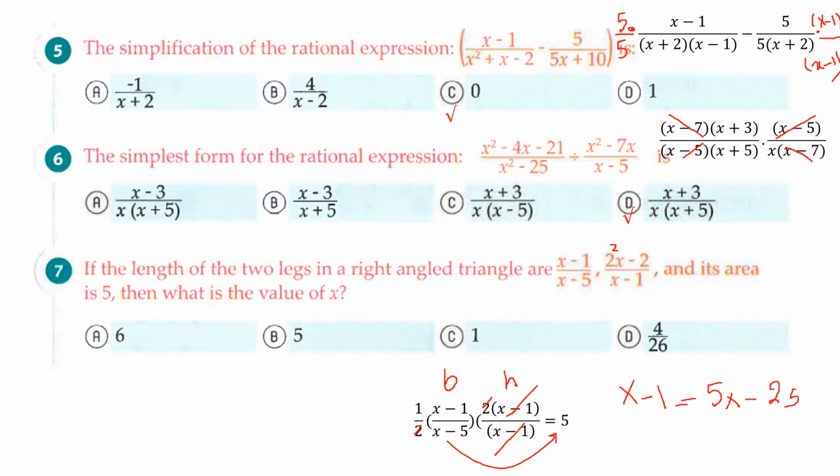And then by solving, putting the variables together on one side, I will have 4x equals negative 1 plus 25, that's 24. And simply x is going to equal 6.